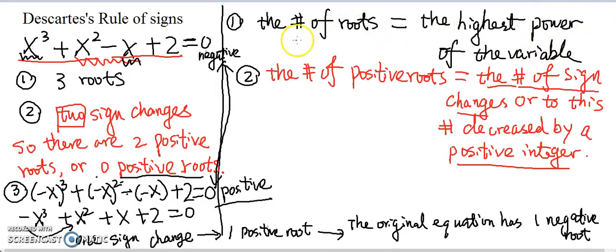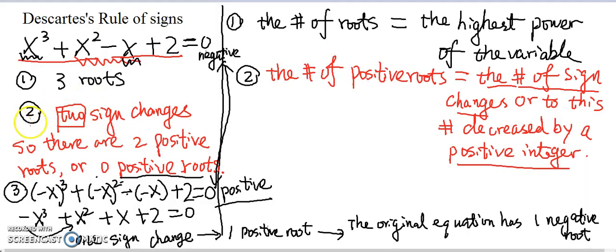So the first rule we talked about in the previous video was any equation. For example, like this one, the highest power of x is 3, so we call this an equation with degree 3. And we will know by rule number 1, this equation must have 3 roots. That's the first conclusion. But out of these 3 roots, some of them may be positive, some of them may be negative, and some of them may be imaginary. So how do we determine that?